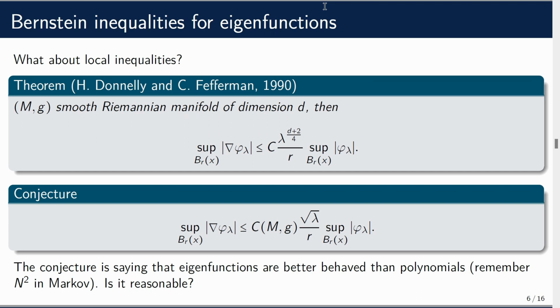So I'll tell you why this is actually reasonable. It took me a while to get to the point to believe that this is a reasonable conjecture. I put a reminder here, remember the n squared in Markov. It's more a reminder to myself, because this is the degree of the polynomial, right? And this is a local inequality. So this inequality, if true, would tell you that eigenfunctions are better than general polynomials, right? Because you don't have the degree squared in here. You just have the degree. So this conjectural inequality is extremely strong.